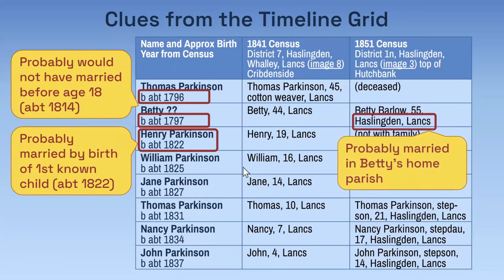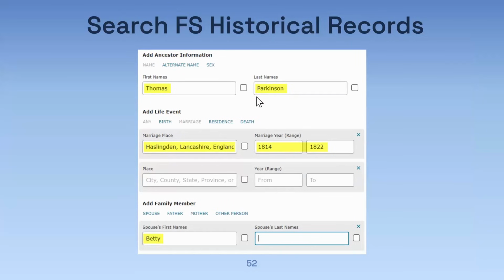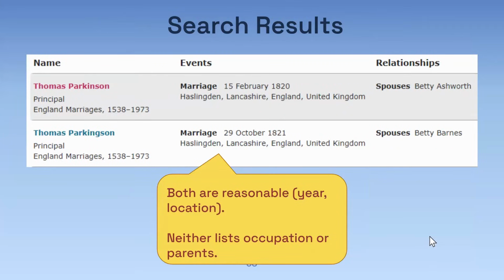and at this time in England, women usually got married in their home parish. We know she was born in Haslingden from the census, so a good inference is that she got married in Haslingden. Now, if we don't find information, of course, we'd broaden our search. But look what we find. We search by Thomas Parkinson getting married in Haslingden between 1814 and 1822 to a woman named Betty, last name unknown, and we come up with two reasonable options. They're both within our range, and neither of them lists any identifying information that would help us tell them apart. So right now, we don't know which person Thomas married.